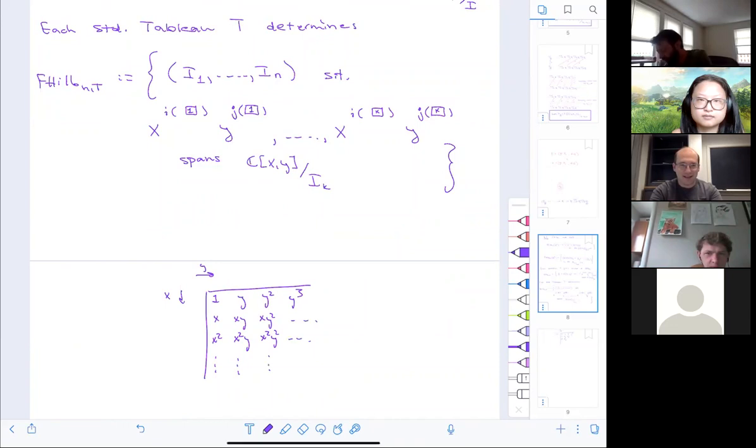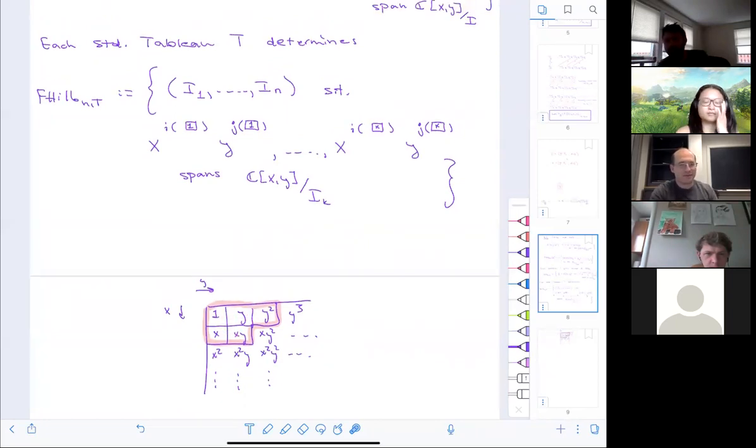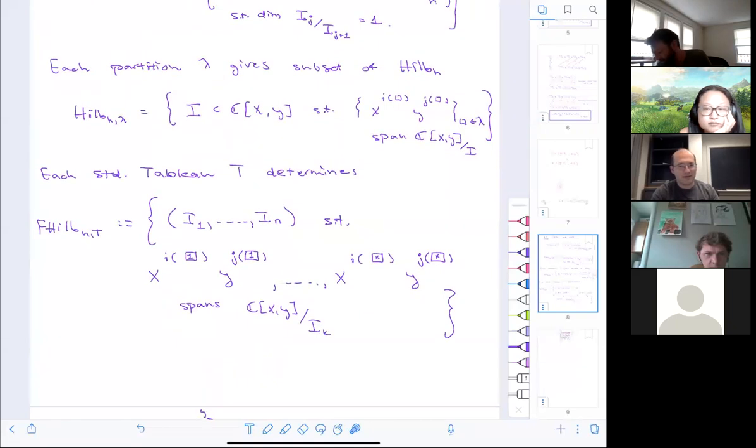And the way you get from a partition to a collection of ideals is, you draw your partition as a Young diagram. And then the idea is that you look at those ideals for which these monomials span the quotient. So a Young diagram determines a subset of the Hilbert scheme, consisting of those ideals for which these monomials span the quotient. The quotient is going to be n-dimensional, and you insist that these monomials actually span it. So that defines an open subset of the Hilbert scheme of points in C2.